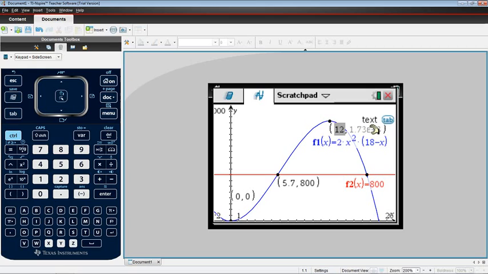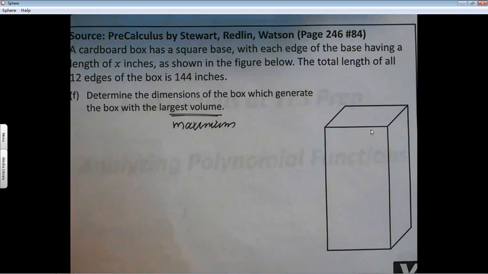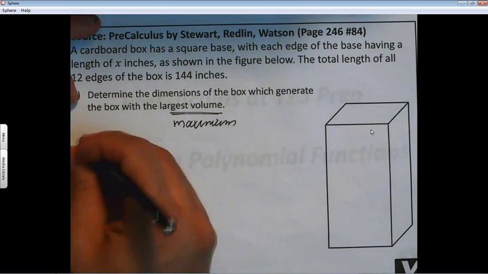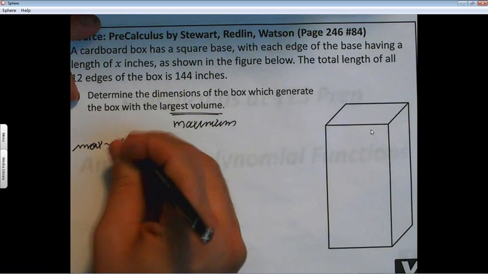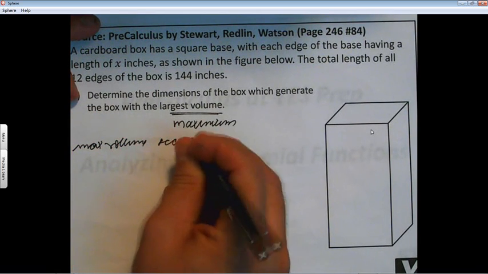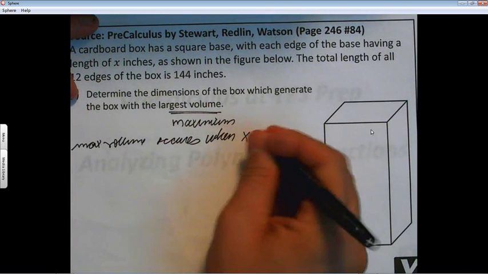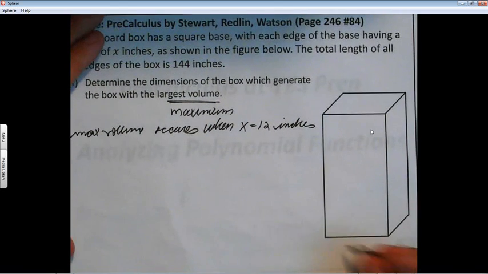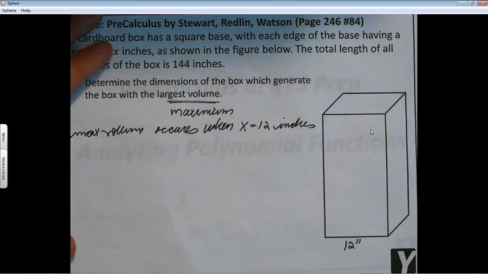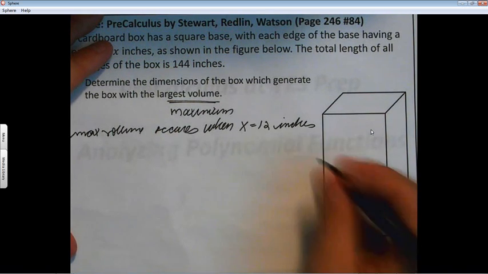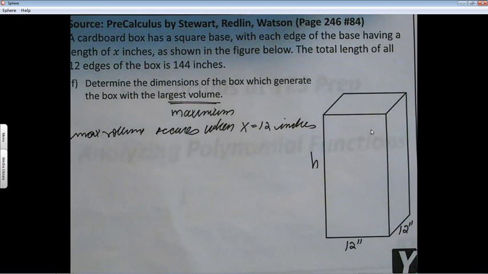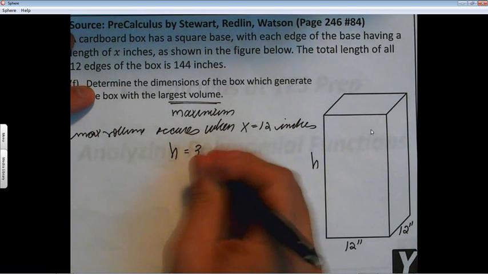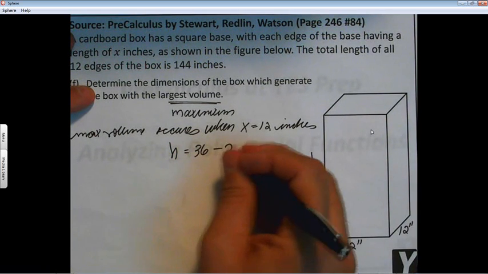Okay, so that 12 represents the x value. This 1.73 e plus 3 means 1.73 times 10 to the third. Again, I'm having some issues with my online calculator right now that I can't quite fix. So that 12 represents the x value. That's how large the base should be to create a maximum volume. This 1.73 e to the third is what the maximum volume should be. Well, let's go back and put this all together.